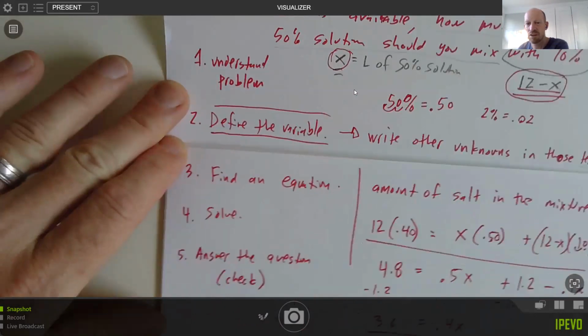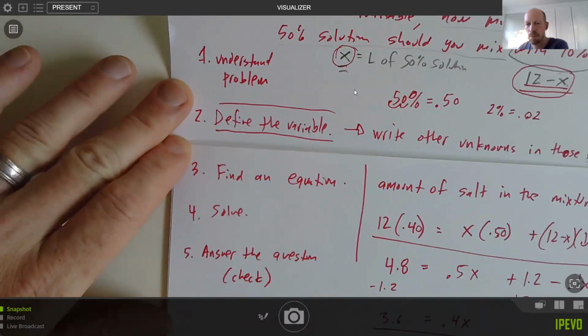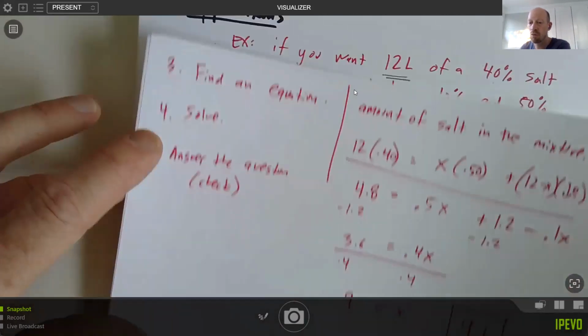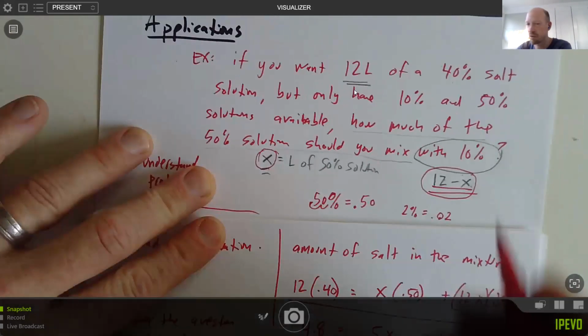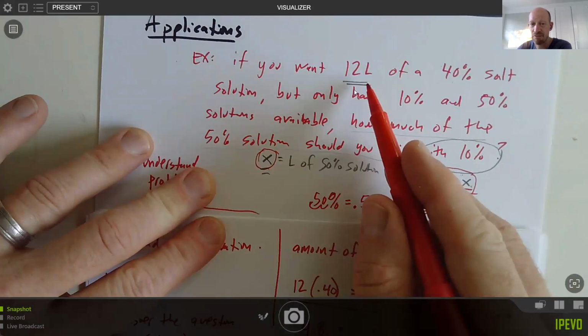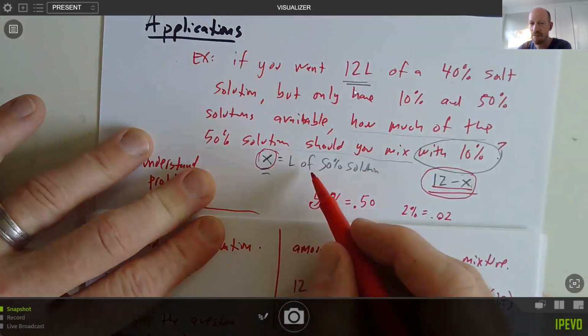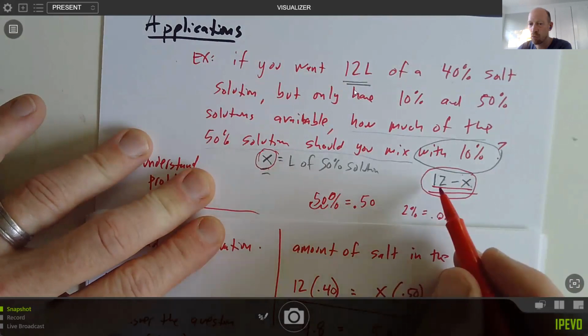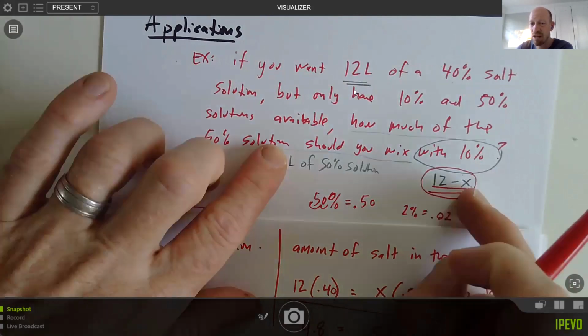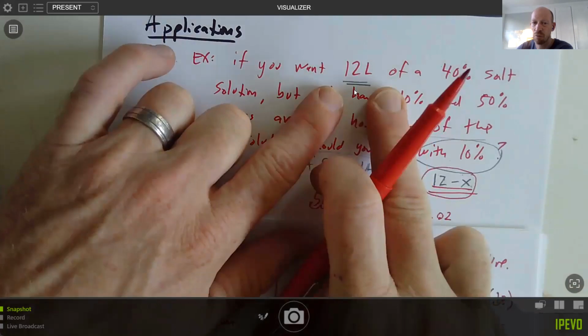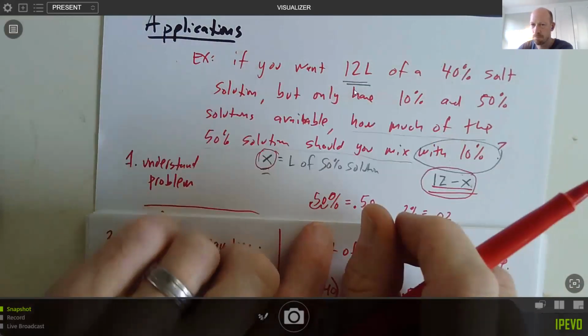I have a question. Yes. So you said if we were supposed to look for the liters for 10%, how did you get 3 liters? Is it from 9? Yeah. So remember, I want a total of 12 liters. So since I have 9 liters of 50%, X is 9, and then 12 minus 9 would give me the 3 liters. Right? Because together 9 and 3 are going to add up to the 12 liters that I want.